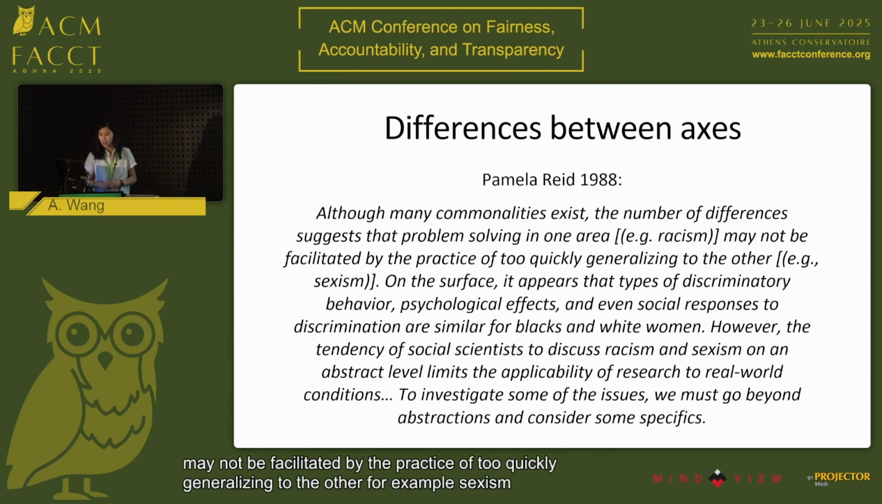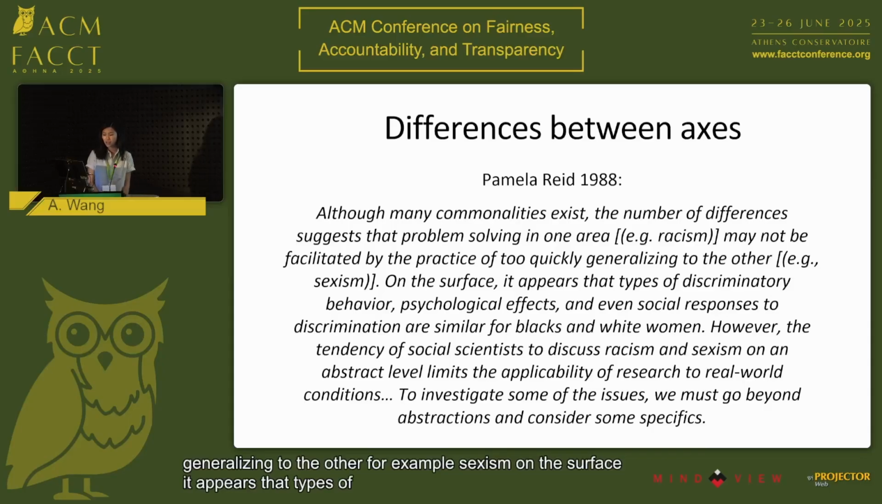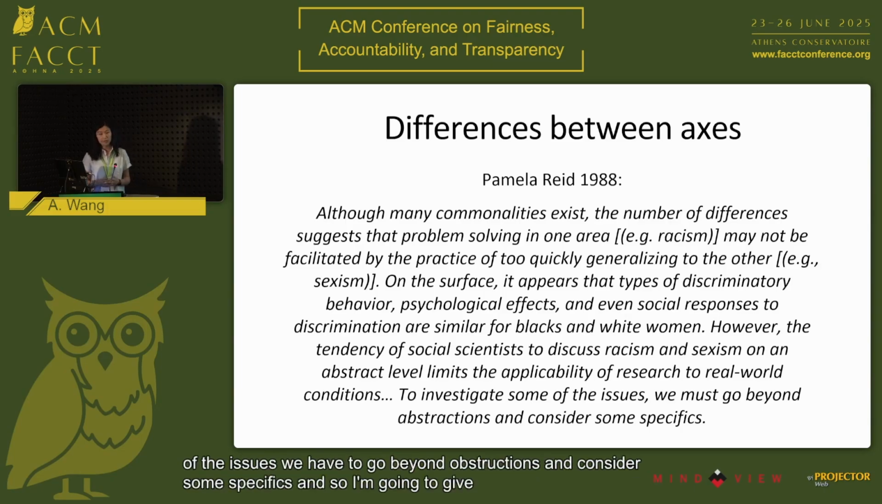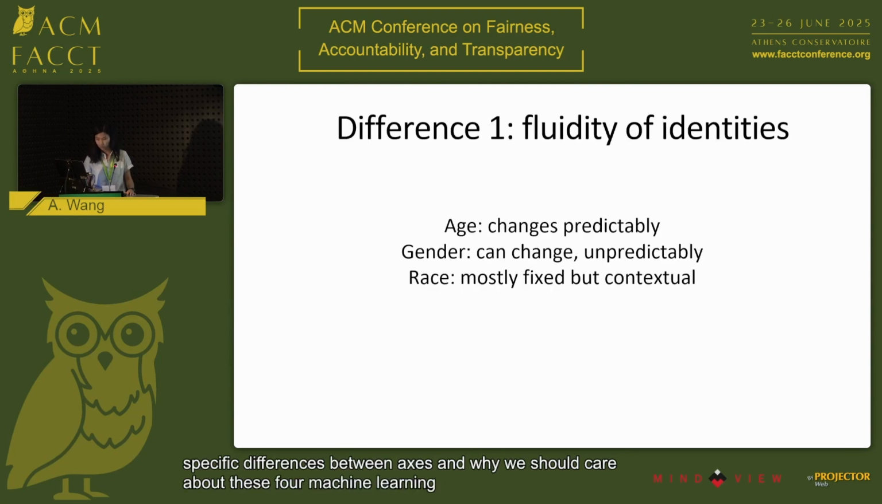On the surface, it appears that types of discriminatory behavior, psychological effects, and even social responses to discrimination are similar for blacks and white women. However, the tendency of social scientists to discuss racism and sexism on an abstract level limits the applicability of research to real-world conditions. And so to investigate some of the issues, we have to go beyond abstractions and consider some specifics. So I'm going to give three examples, there's more in the paper, of specific differences between axes and why we should care about these for machine learning.